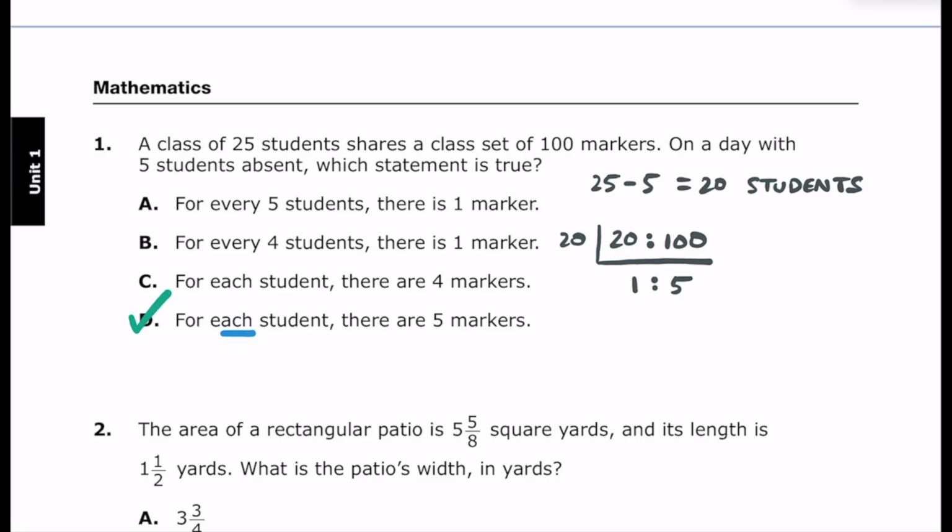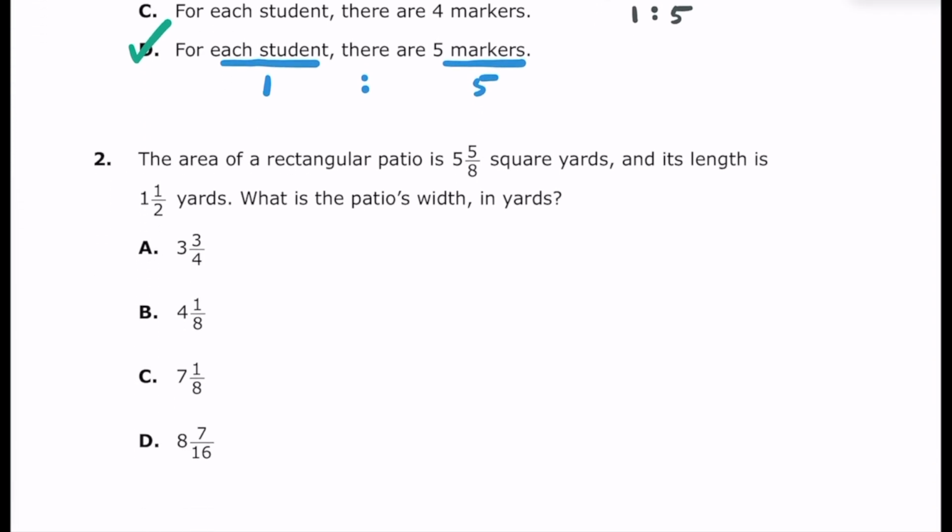When it says for each student, that's going to be 1 student. There are going to be 5 markers. Let's check out number 2.